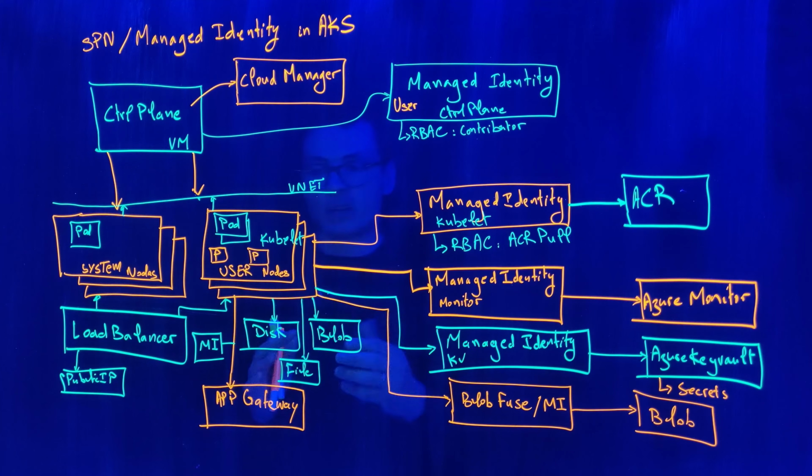However, if I have another case where it's my application that needs to access that Key Vault, and my application is deployed into the user node pool, in that case I will attach that managed identity only to my user node pool, not to the system node pool. The same applies to the managed identity used to connect to other Azure services, like the Blob Fuse. Thank you.